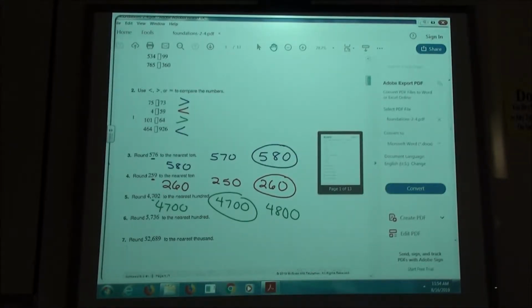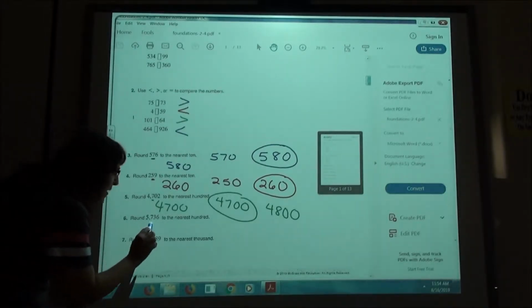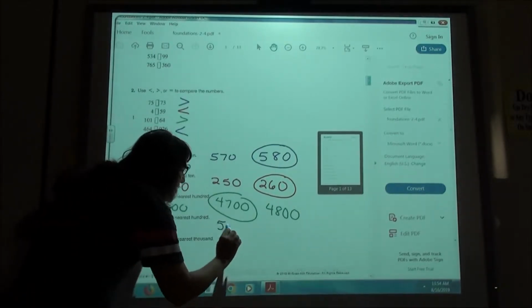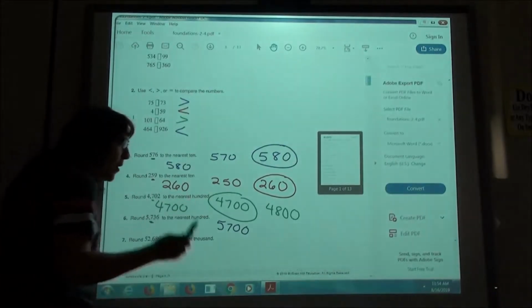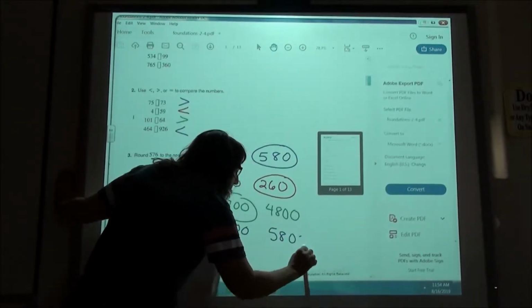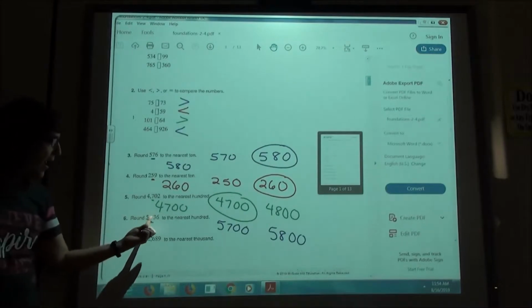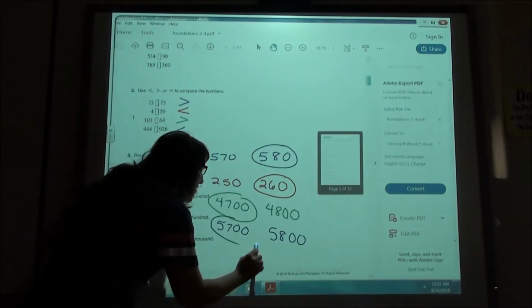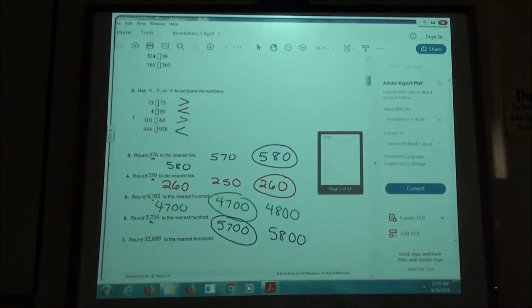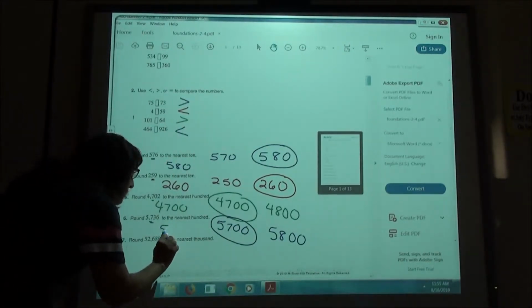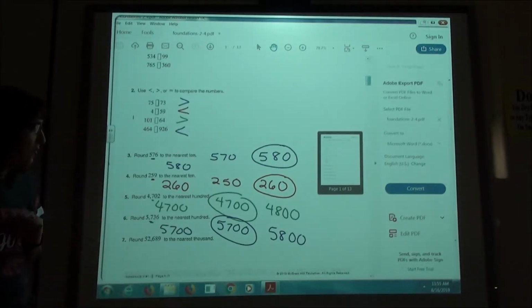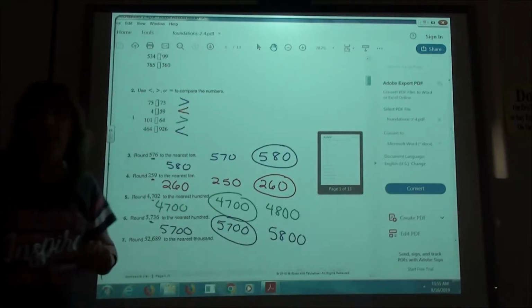The next one, 5,736. Again, we're rounding it to the nearest 100. The 7 is in the 100 spot. So, do I leave it 5,700 or do I round it up to 5,800? I look, behind the 7 is a 3. Since that's 4 or less, I leave it alone instead of rounding up to the next bigger one. And so 5,700. 5,736 is closer to 5,700 than it is to 5,800.